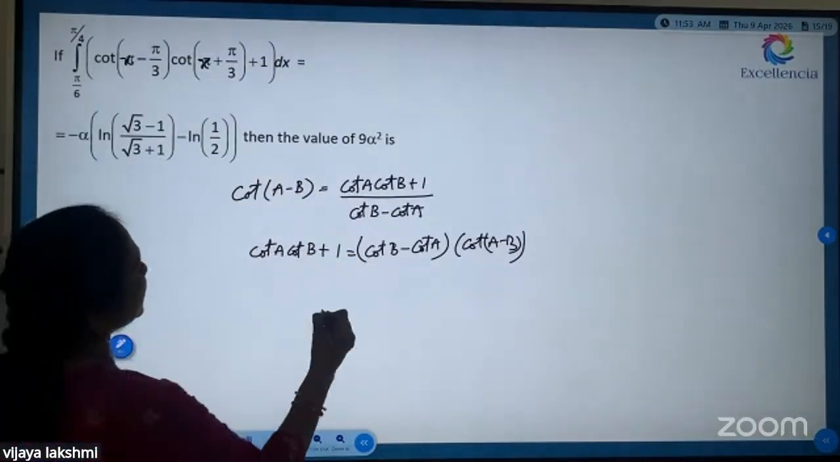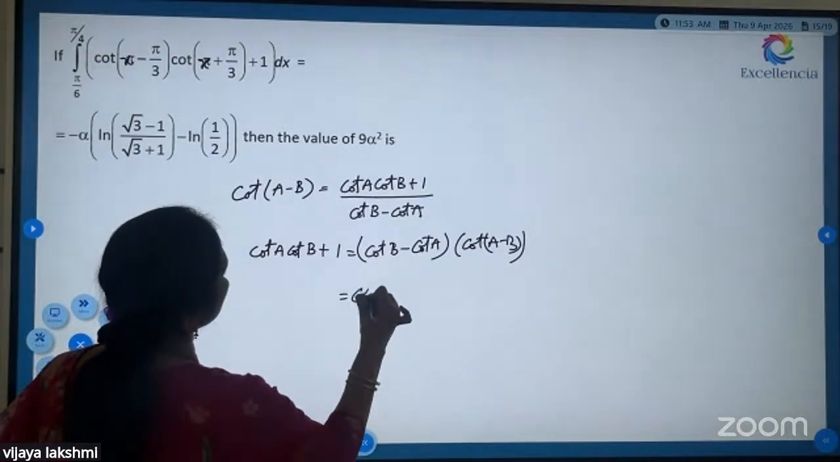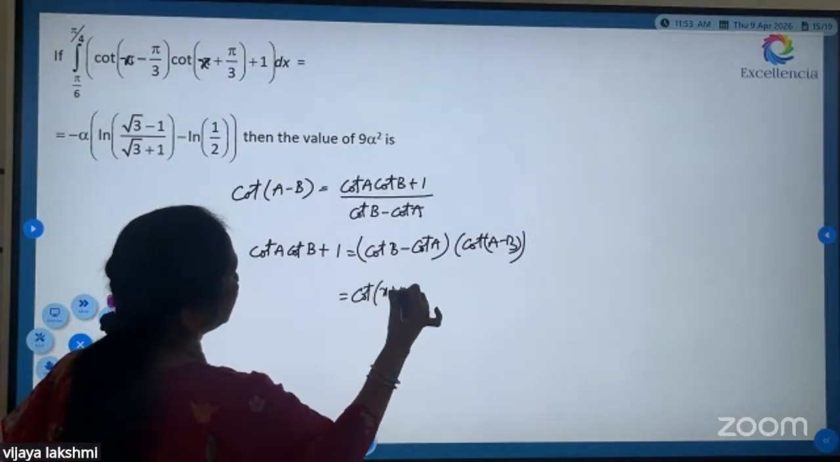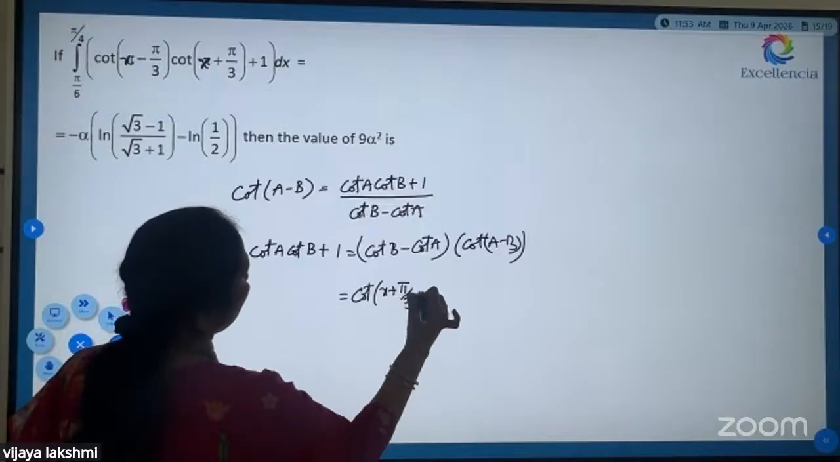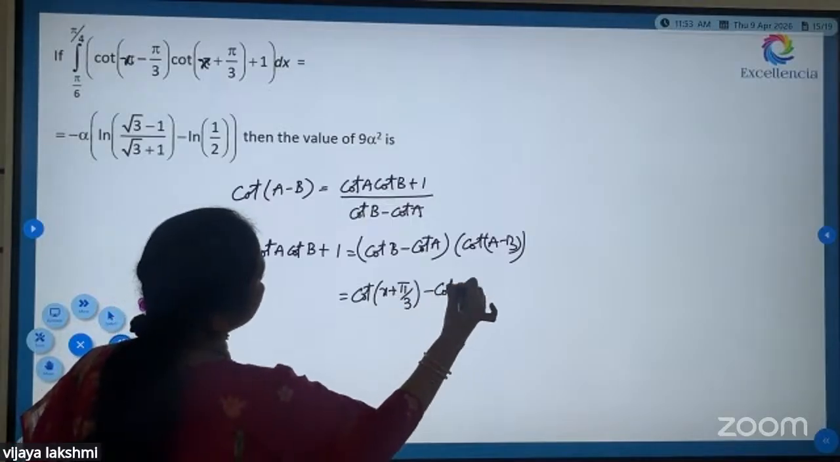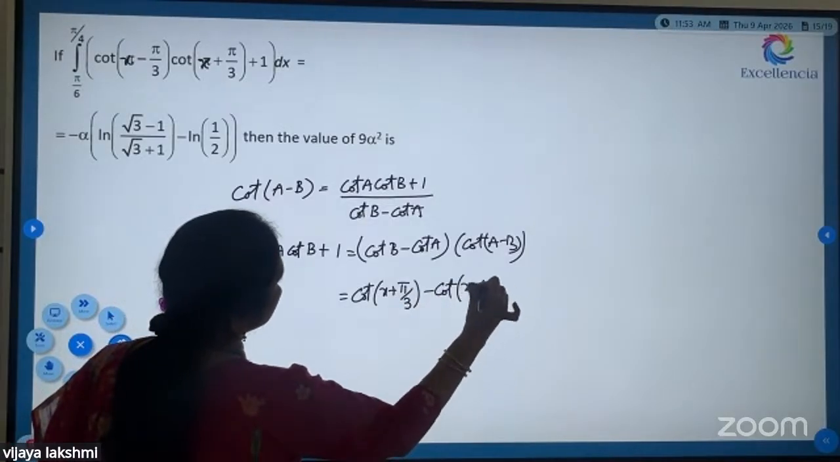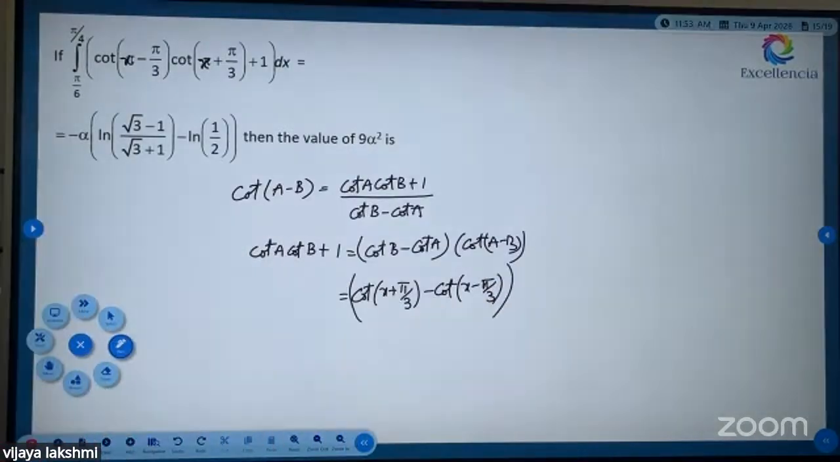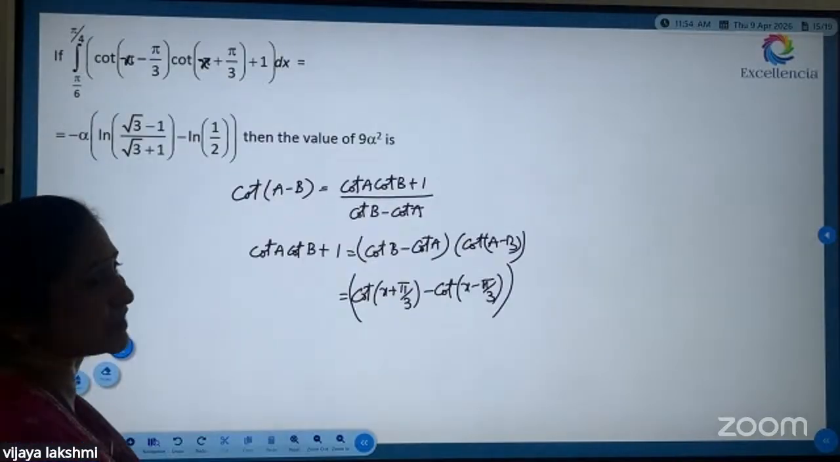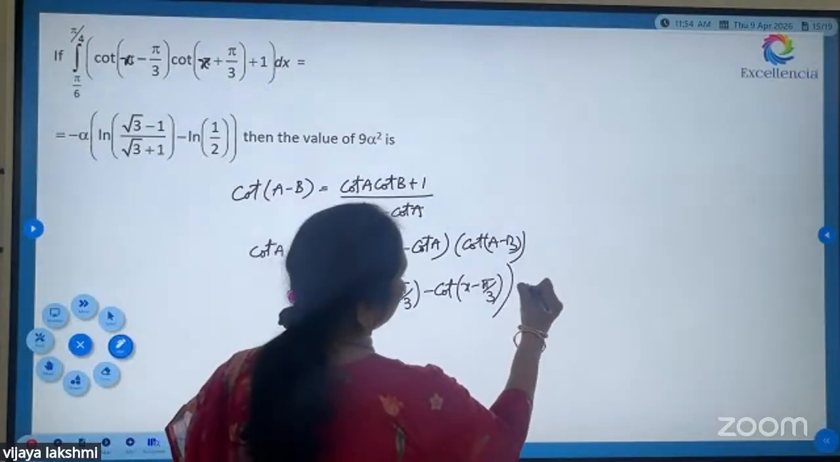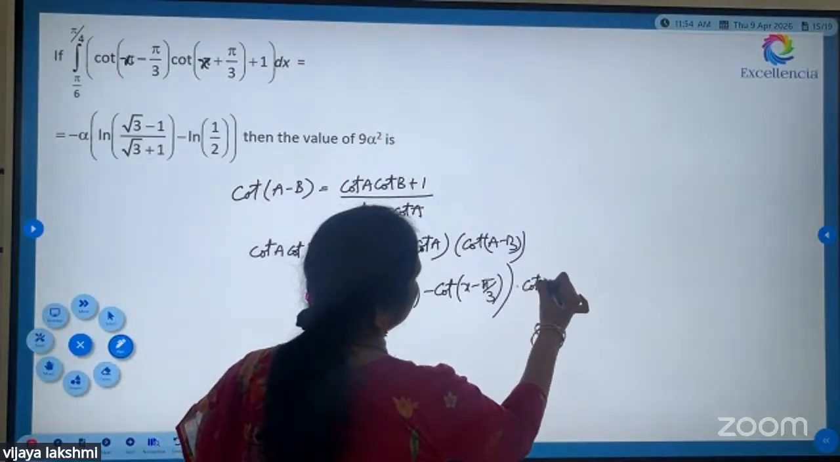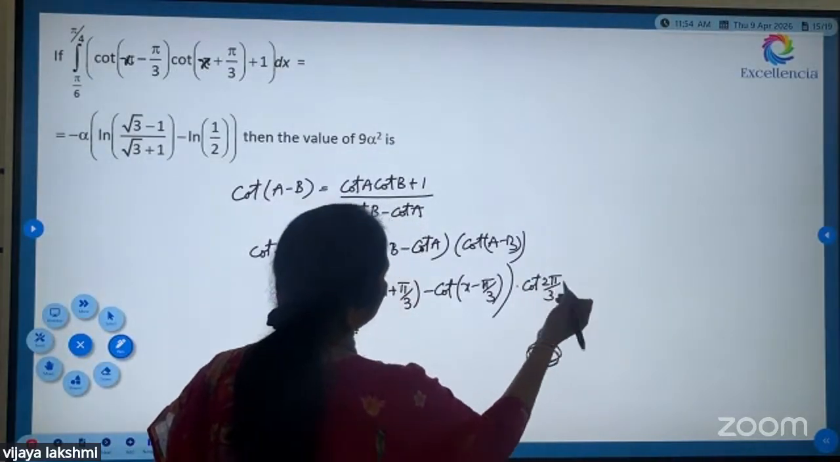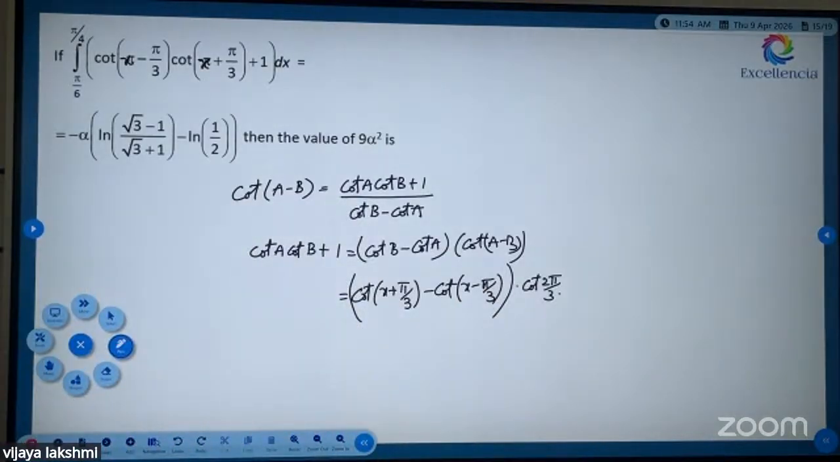If you substitute here tan(b) as tan(x plus 5 by 3), and I am considering tan(a) as tan(x minus 5 by 3), and write it as tan(a minus b), that is x plus 5 by 3 minus (x minus 5 by 3). Then x gets cancelled and we get a minus t bracket under t or 2 pi. Now we can do the integration directly by applying the formula.